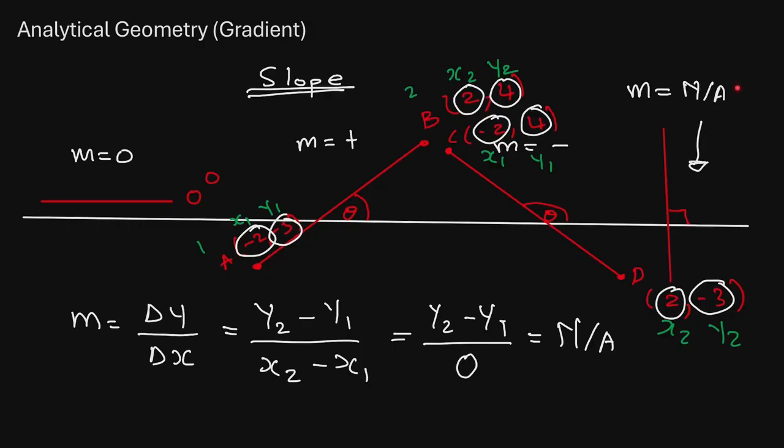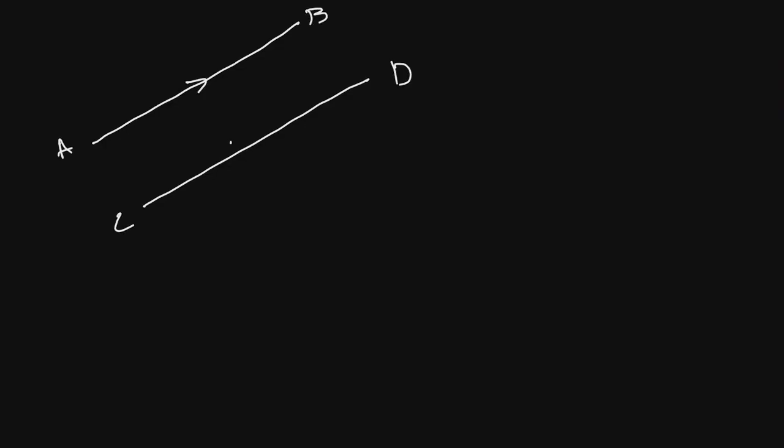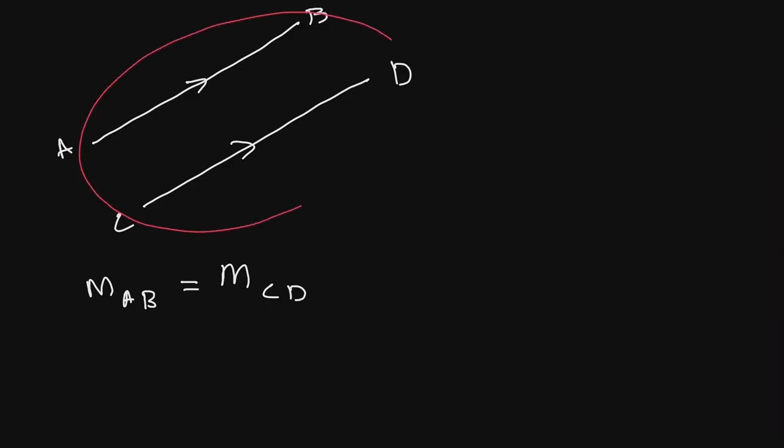So with this being understood, we will be able to learn about the gradients. The first thing that we need to know is that if we have parallel lines, line AB parallel to line CD, therefore the gradients of the two lines are going to be the same. So this means the gradient of AB will be equal to the gradient of CD because the lines are parallel.